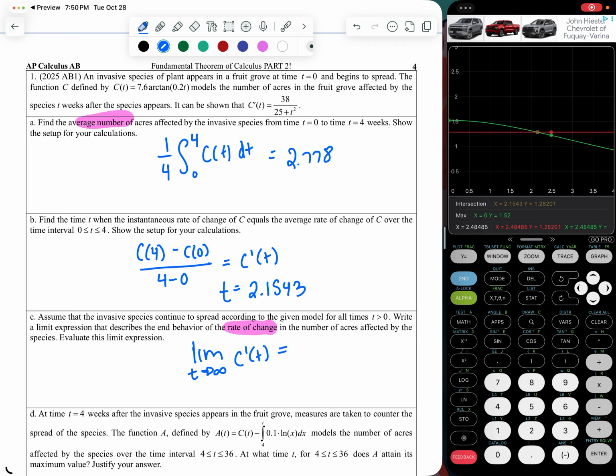Now, because they gave you C prime of t, and because we're substituting in infinity here, we know that this is going to approach 0, because whenever we plug in a very large number here, the numerator is going to stay 38. The denominator is going to grow faster without bound. So this right here is going to approach 0.